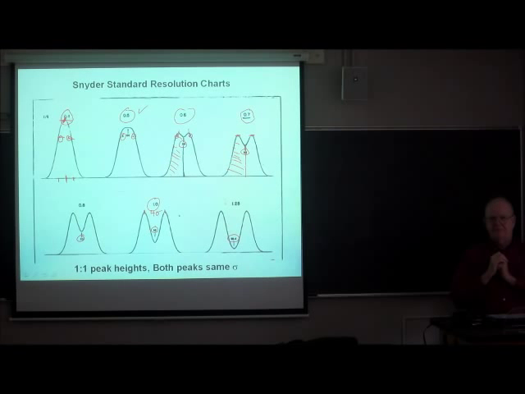But clearly, we're not making it all the way to the baseline. So resolution of 1 is not really baseline resolution. Generally speaking, for one-to-one peaks, baseline resolution requires equal size peaks, it requires a resolution of 1.5. And it will get within well better than 1% of touching the true baseline if the resolution is 1.5, much better than 1%.